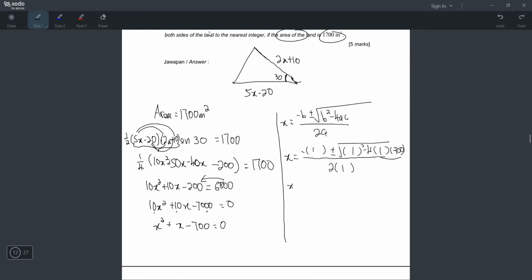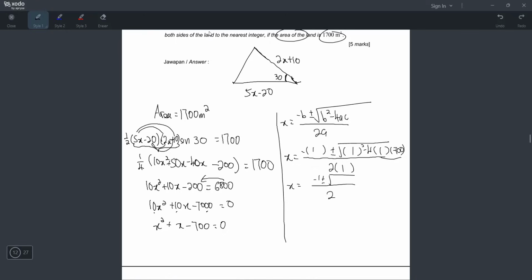So now we just press the calculator. I will press down here first. 2 times 1 is 2. Negative 1 is negative 1, plus minus square root. Okay, let's press all this, but don't press the square root first, right? So we'll press 1 squared minus 4 times 1, times, and then bracket negative 700.